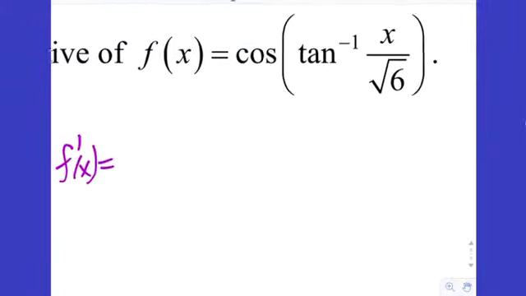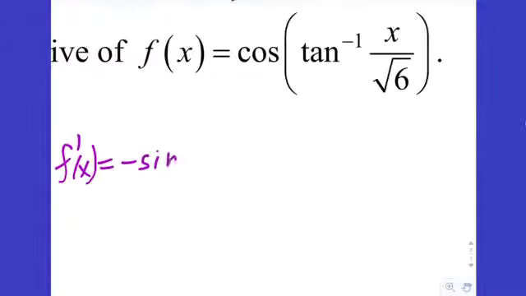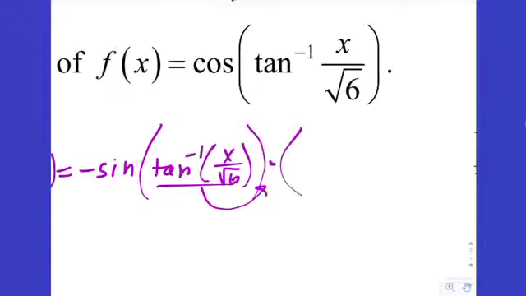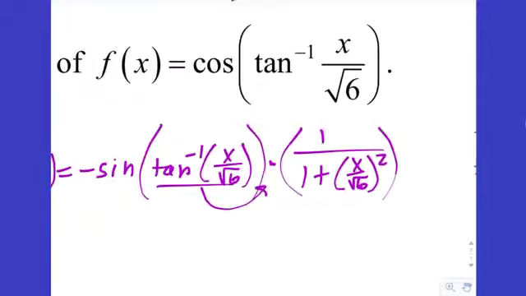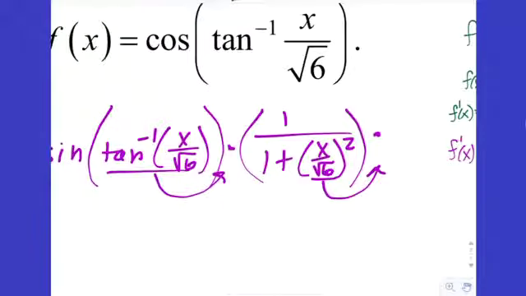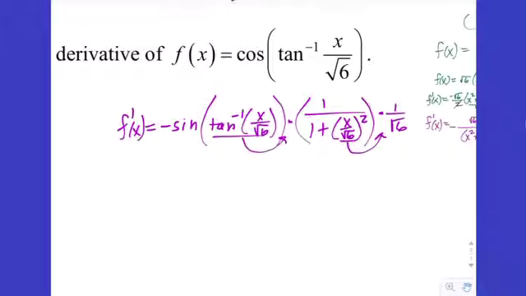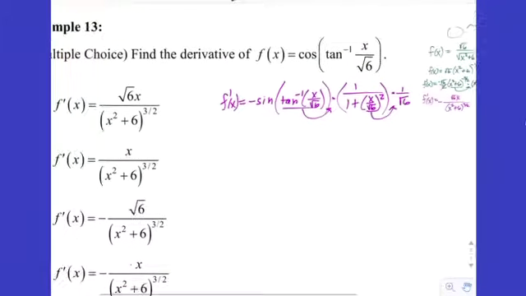The derivative of cosine of blob is negative sine of the blob. Inverse tangent of x over the square root of 6. Okay. Times the derivative of the blob, which is inverse tangent. That's 1 over 1 plus blob squared. Times the derivative of the blobbiest of all blobs, the derivative of x over the square root of 6, 1 over the square root of 6. All right. Wow, that's the derivative. That's correct. Now we just have to match that up to one of these.